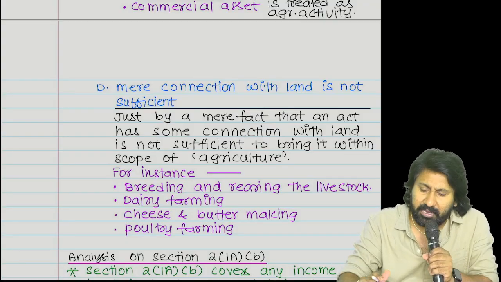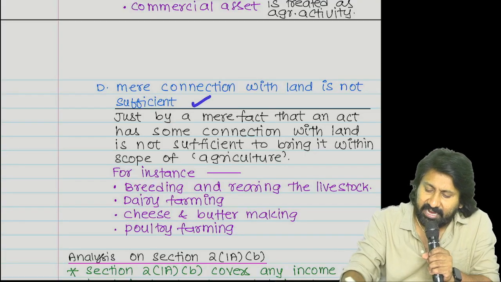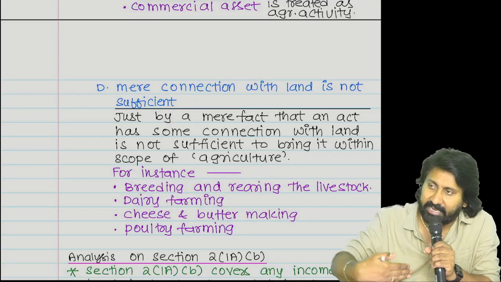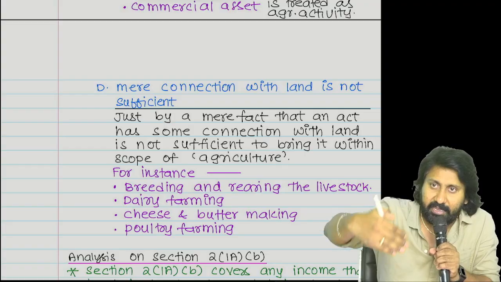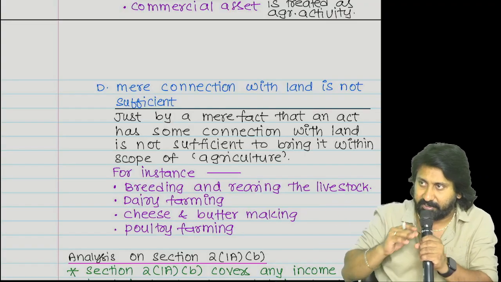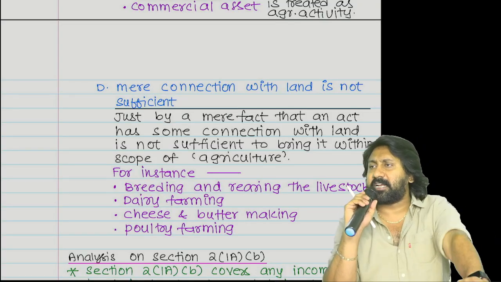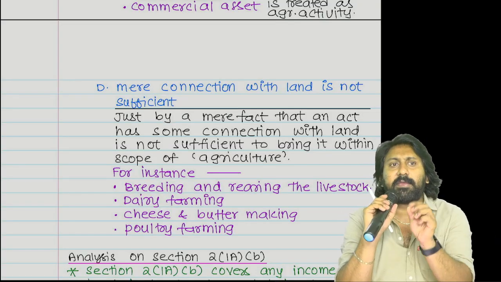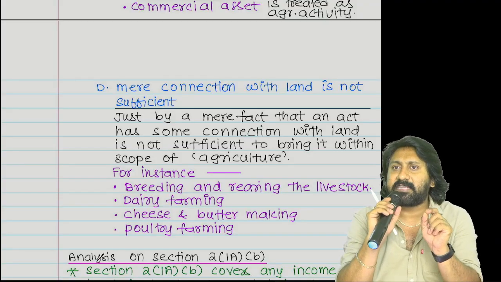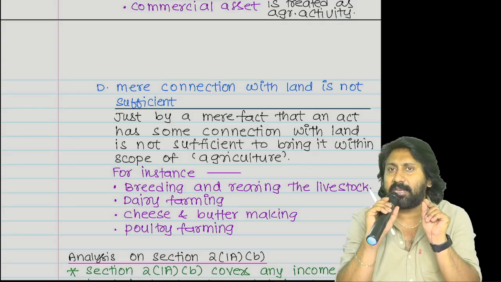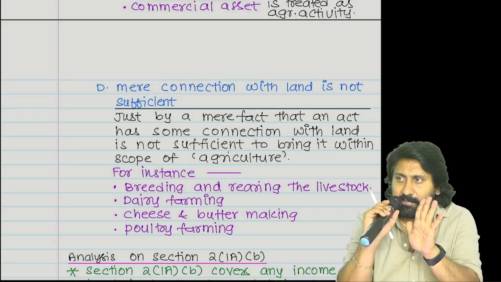Sir, what do you mean by mere connection with the land is not sufficient? Let's come from D, C, B and A. Let's go from the last 2 first. I already discussed this clearly. Just because you are having some touch with the agricultural land, your revenue will not become agricultural income.